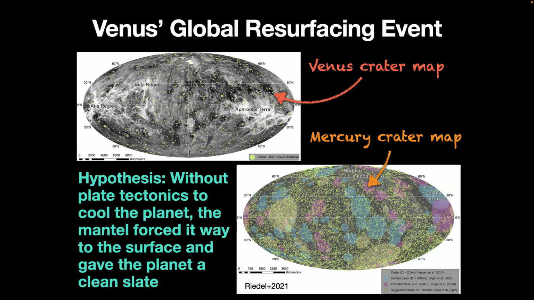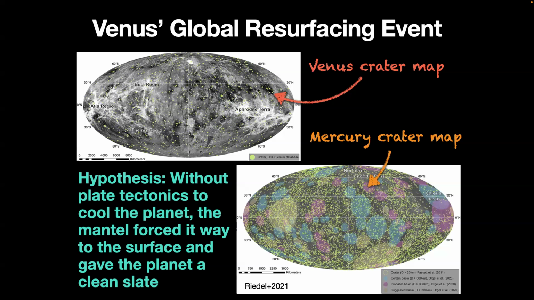So what planetary scientists think may have happened is that Venus underwent what is called a global resurfacing event between 300 and 500 million years ago that literally kind of paved over all the old craters.